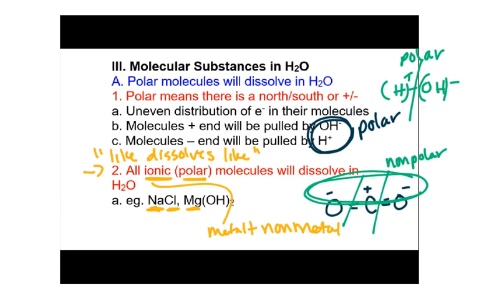Here magnesium is a metal, and then OH, that's a polyatomic ion. It can also dissolve in water because it's polar. This will give me a neutral solution. This will give me a basic solution because it has the OH. This doesn't have an H or an OH, so it stays neutral, but this one has an OH, therefore it becomes a basic solution.